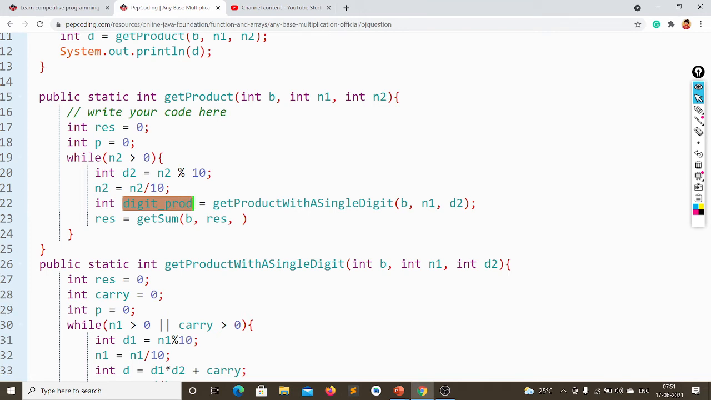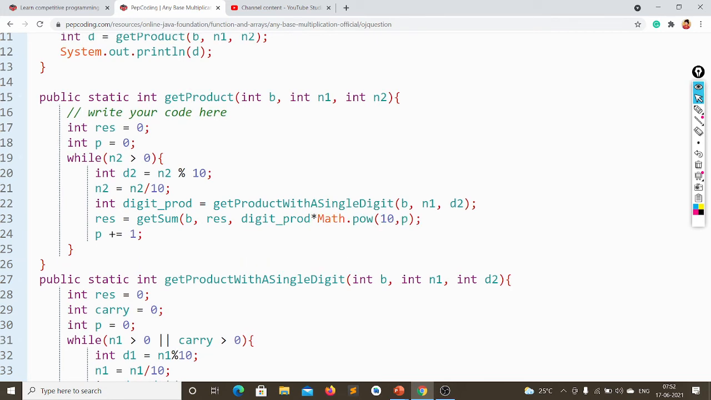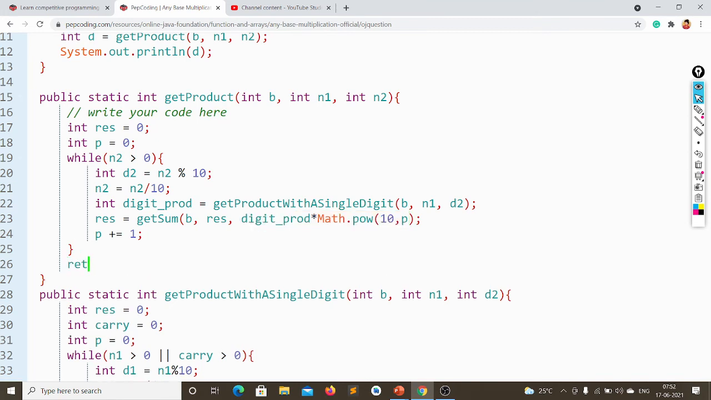See my digit product. I'm passing in the get sum function b and result, and again this get sum result will be stored in result, and again I'm passing that digit product into math dot power of 10 comma 2. So why I wrote like this, I will explain. Okay, I will trace this code, so don't worry about that. So let's return a result.